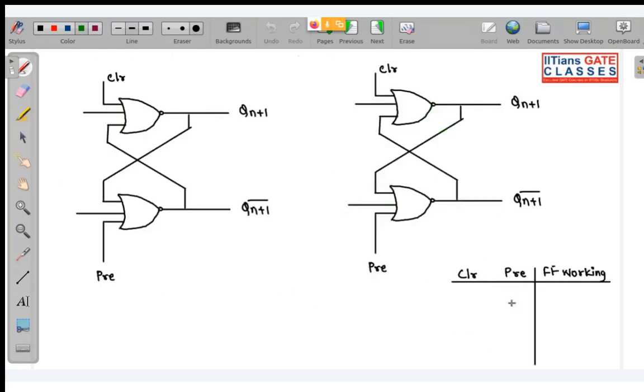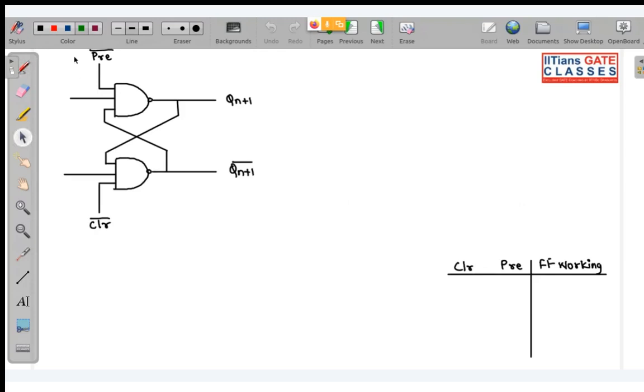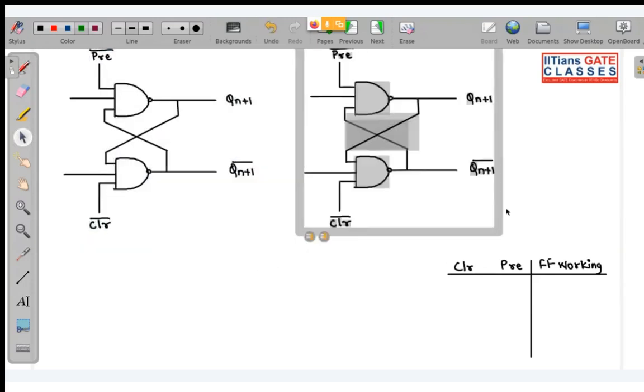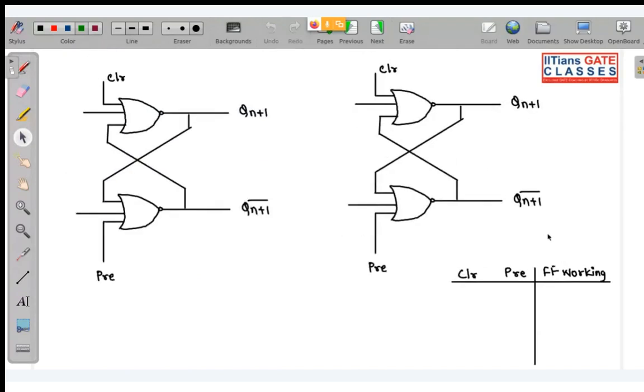Now what is the purpose of this clear and preset? Let us understand. So this is your latch. Look very carefully. In the first class, I never told you that with a latch we have this clear input and preset input also. Now, what does this clear and preset do?